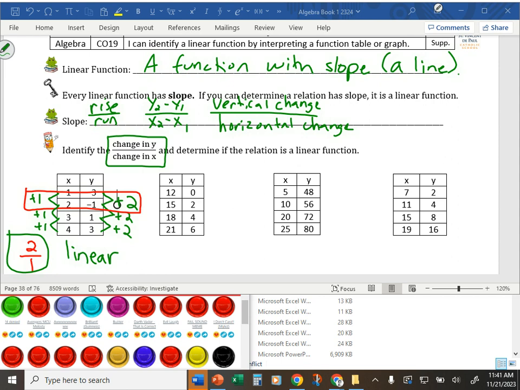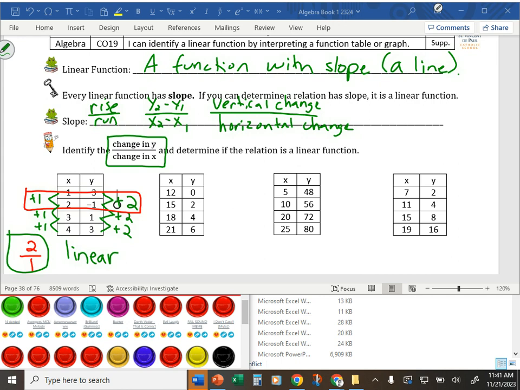So here we've got 5, 48, 10, 56. And also, let's start at the basics. Is this relation a function to start with? Because if it's not even a function to begin with, it can't be a linear function. So first things first, is it a function? It is, because x does not repeat itself, right? So now we can proceed.